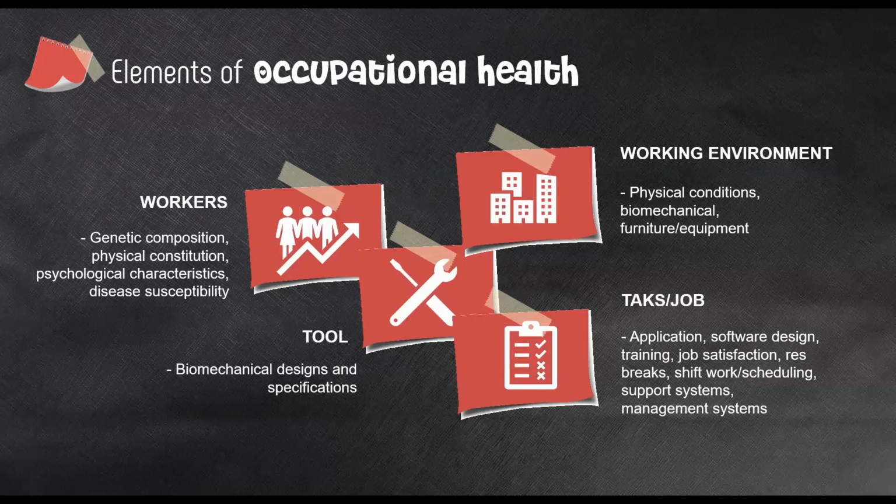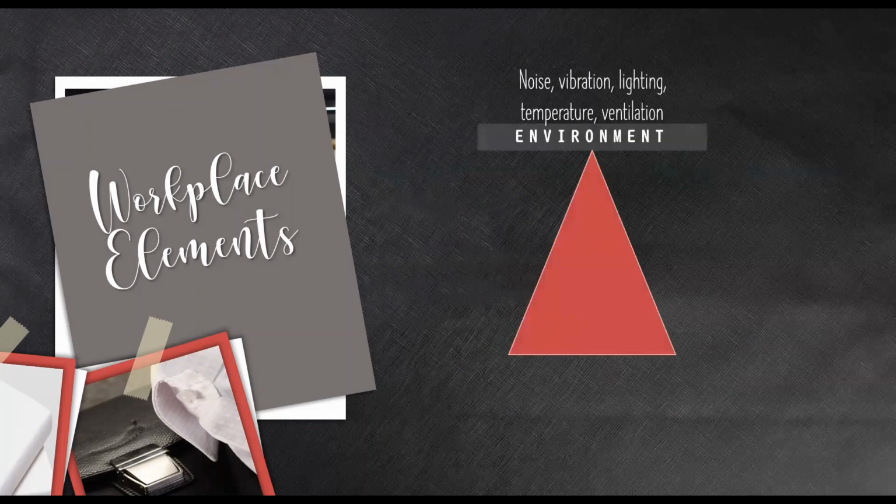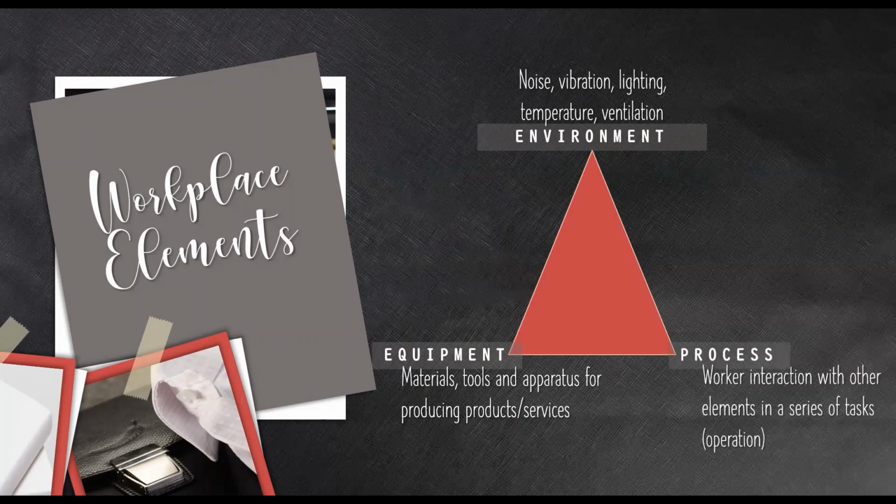Now, in the workplace also, there are elements that would directly affect the health of the employees. These are the environment itself, the equipment handled by the worker, and the process or the interaction of the different elements or tasks. Now, these elements, class: environment, equipment, and process, must be designed properly so that the workplace will be a healthy place and hazard-free.